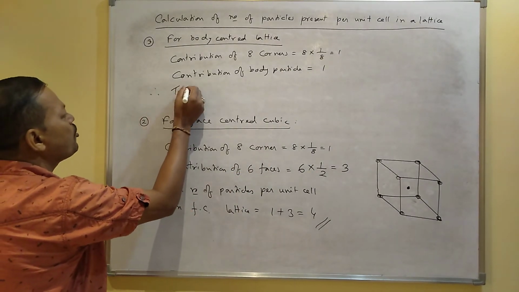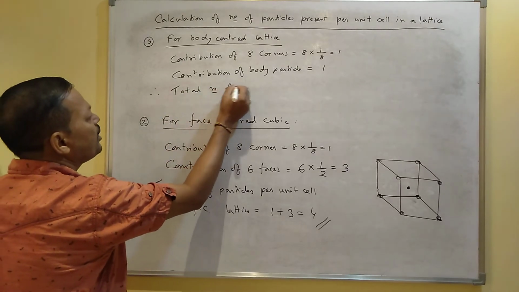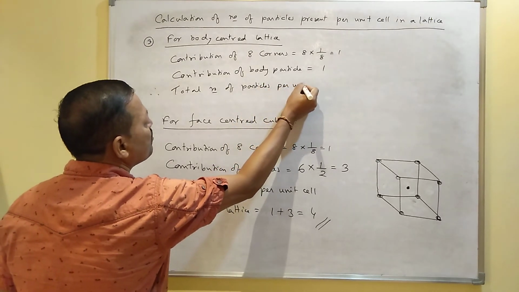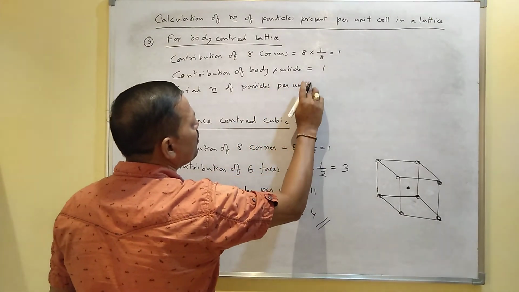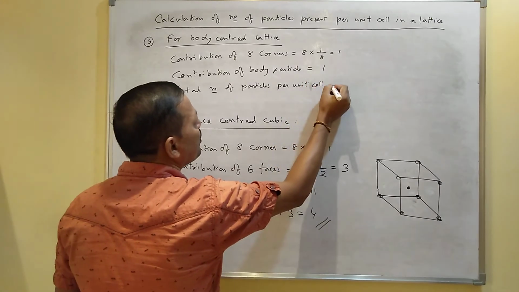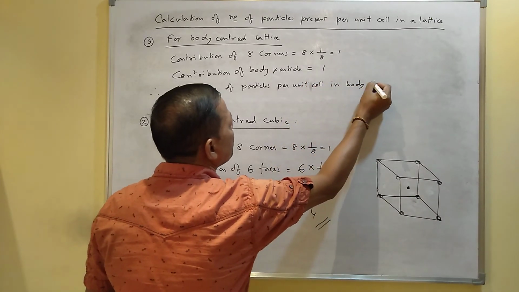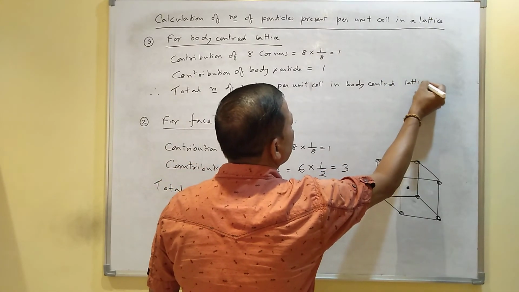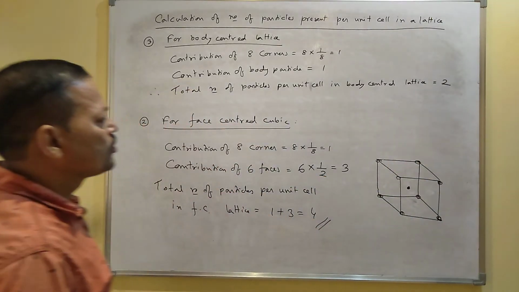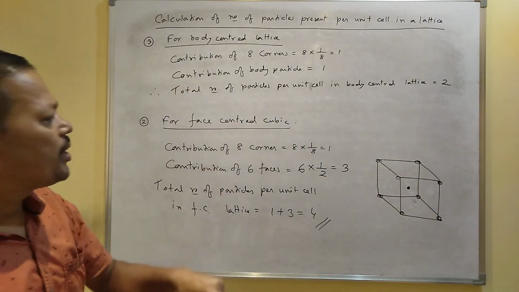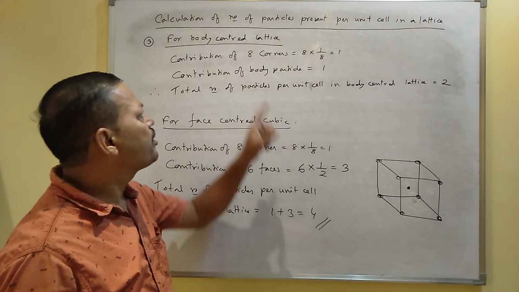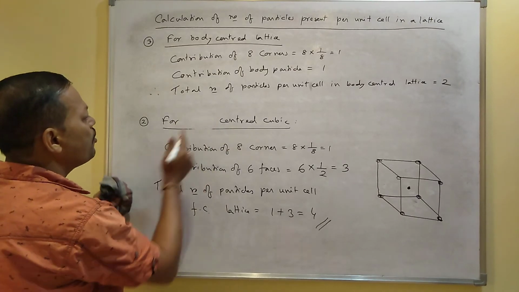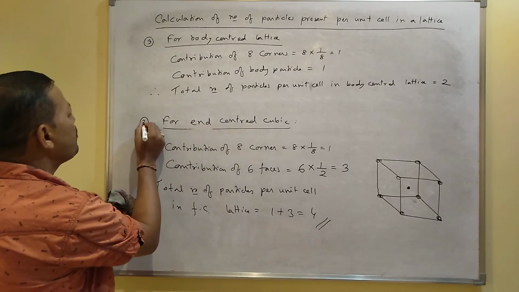Therefore, the total number of particles per unit cell in a body centered lattice equals 2. So for simple cubic you will get 1 particle, for face centered cubic you will get 4 particles, and for body centered cubic you will get 2 particles. Now another one, end centered cubic. This is number 4.